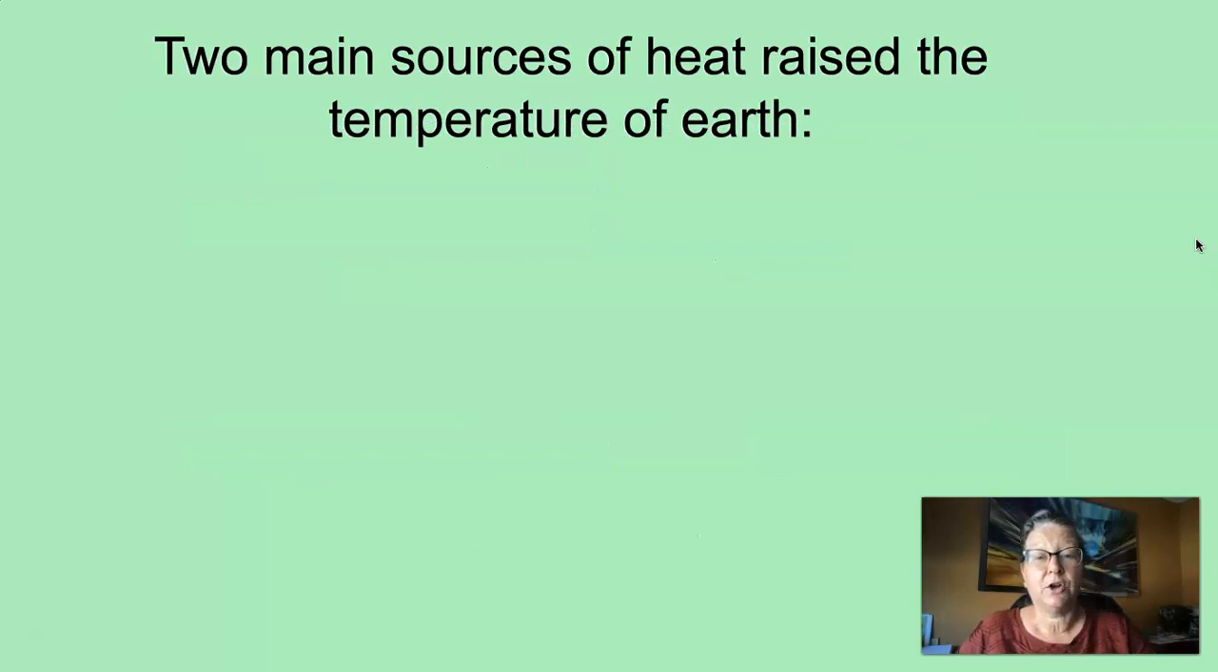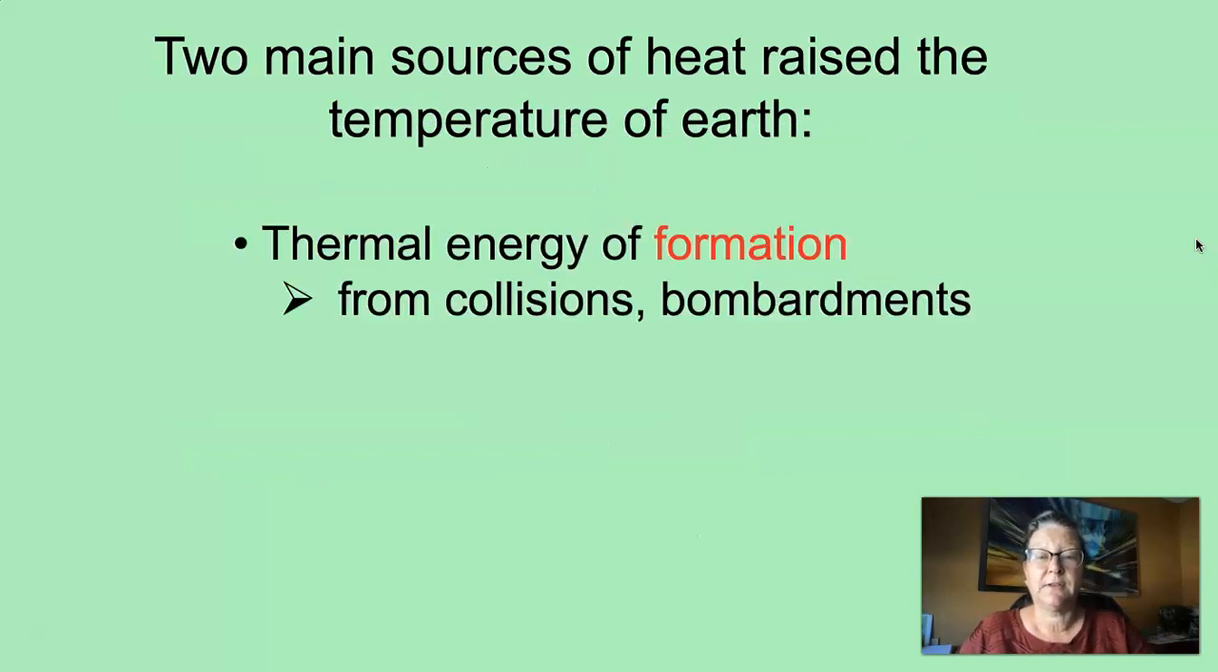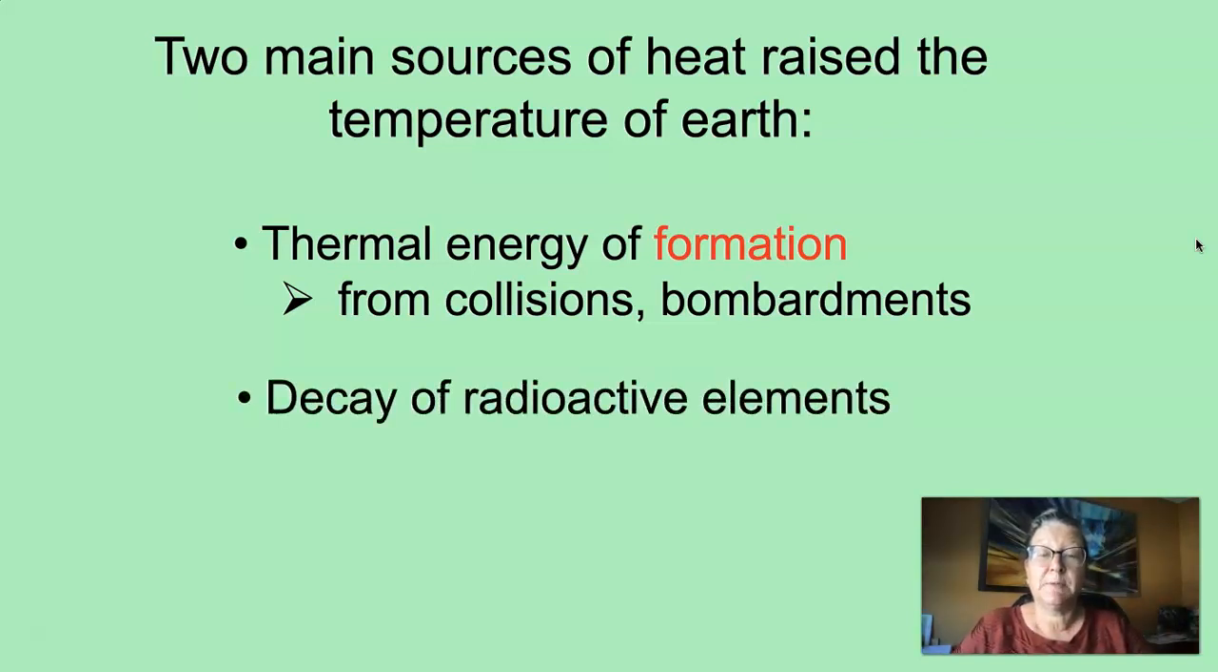Earth was very hot early on. The two main sources of heat included the heat of formation, which was from collisions and bombardments that made Earth get larger. If you recall in the video, they were talking about how when you clap your hands, you feel heat. And so look at how large the Earth is and imagine how much heat was absorbed by all those collisions. In addition, Earth has become hot from the decay of radioactive elements.